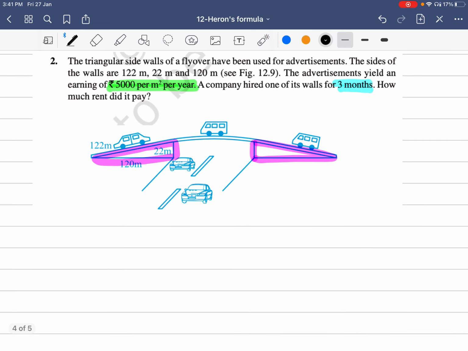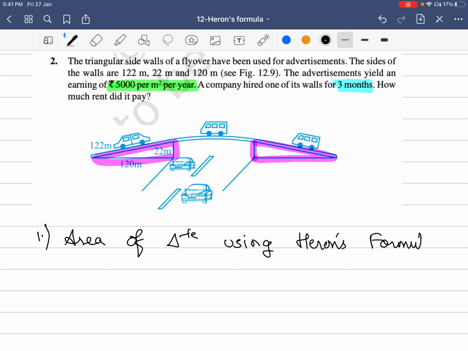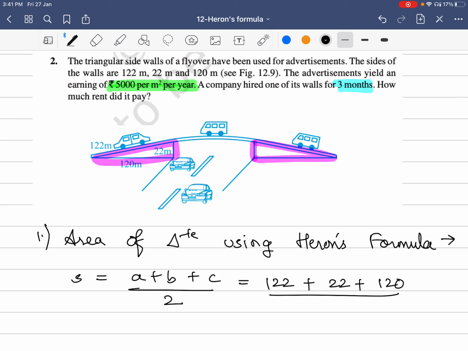So once again, we will need to use Heron's formula. So how to find the area of a triangle using Heron's formula? Step one is you find the value of S, which is equal to A plus B plus C, the whole divided by 2, where A, B, C are the sides of the triangle. So in this case, what are the sides of the triangle? 122 plus 22 plus 120, the whole divided by 2.